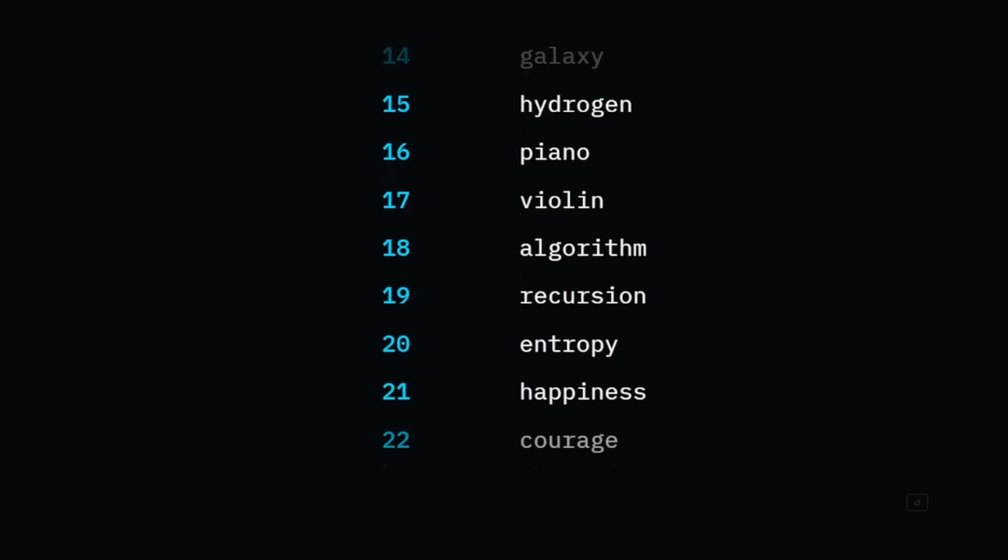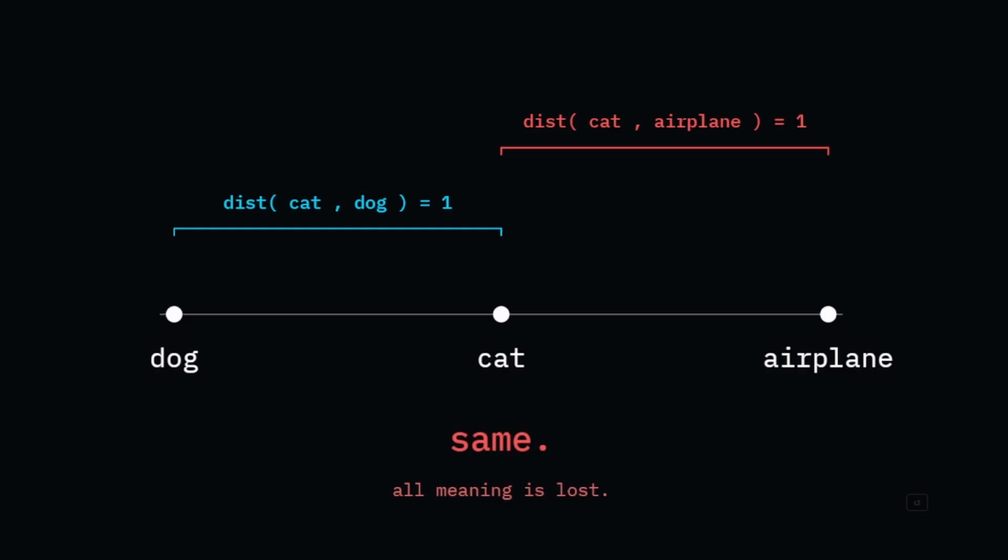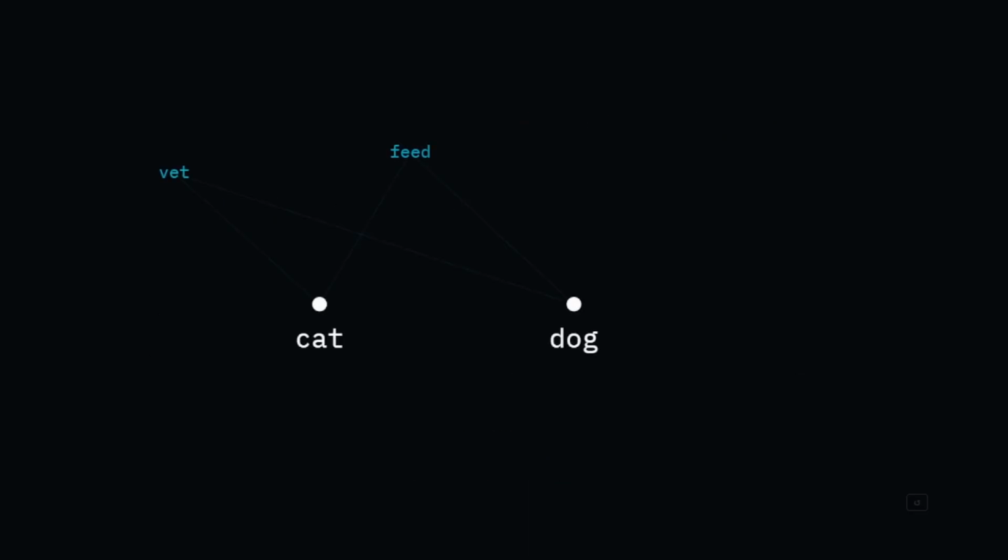Here's the problem. In that system, the distance between cat and dog is exactly 1. The distance between cat and airplane is also exactly 1. To the computer, they're equally different. But you know that's wrong. Cat and dog share something real. They're both pets. They show up near words like vet, feed, fur. Airplane doesn't show up near any of those. The numbers don't capture that. To the machine, every word is a stranger to every other word.